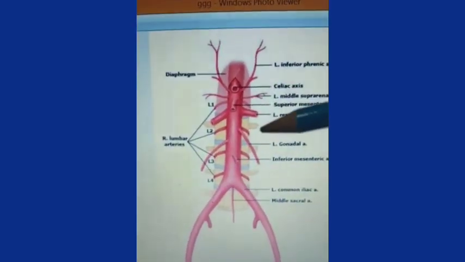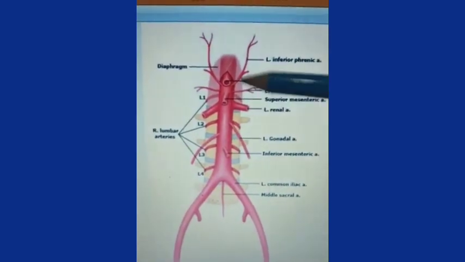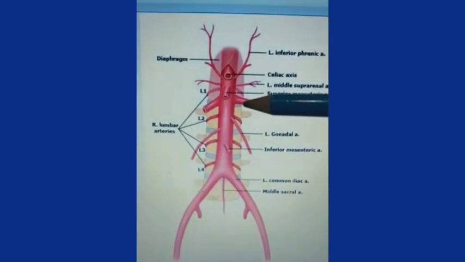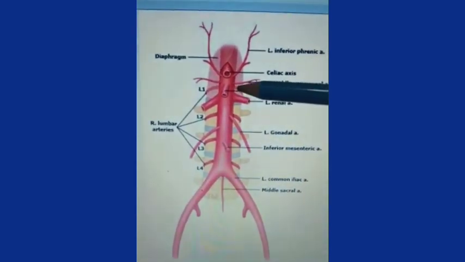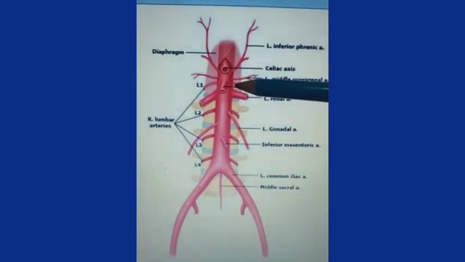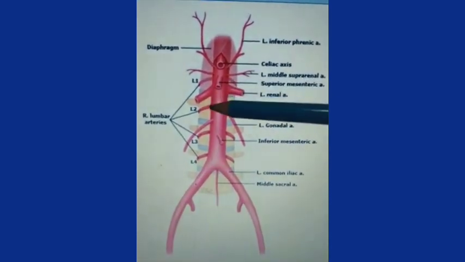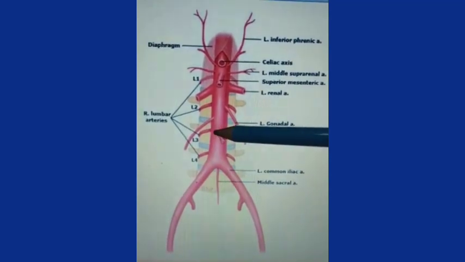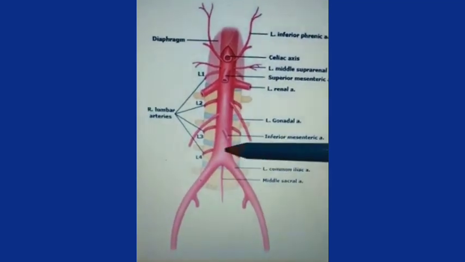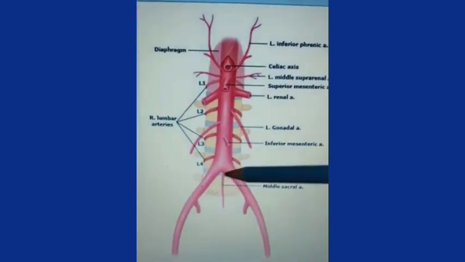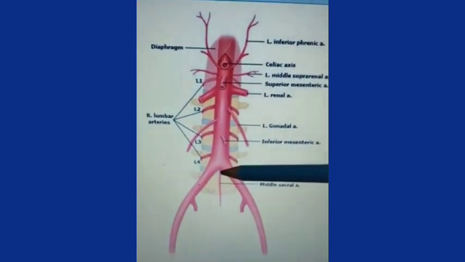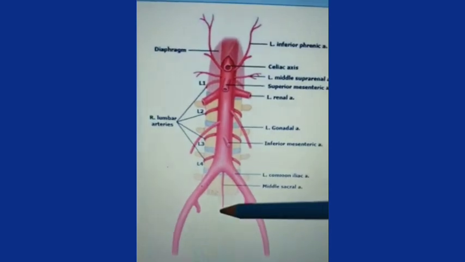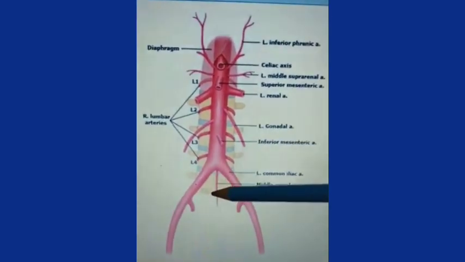Next are the third type of branches, which are the dorsal branches. Dorsal branches are four pairs of lumbar arteries. See here, this is the lumbar vertebra, this is the first pair, then this is the second pair, this one is the third pair, and this is the fourth pair. Four pairs of lumbar arteries, and one median sacral artery. Only one median sacral artery, which will supply the sacrum.